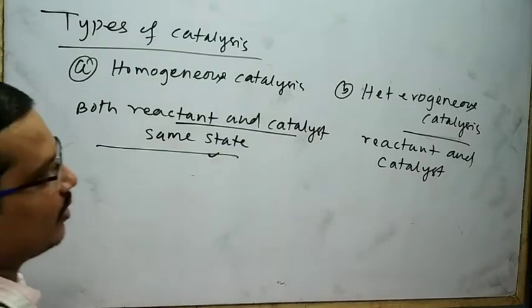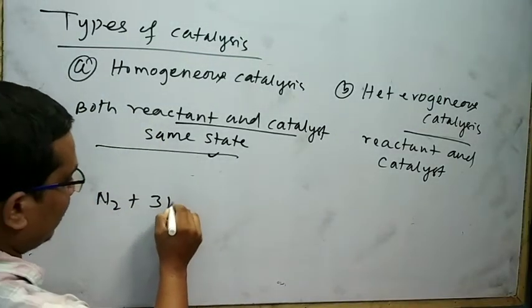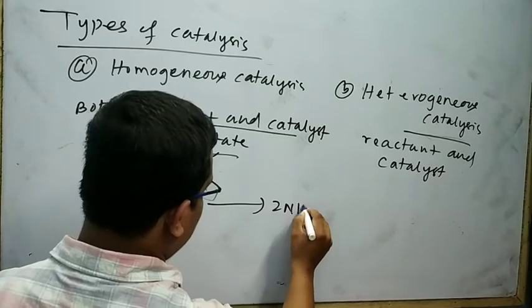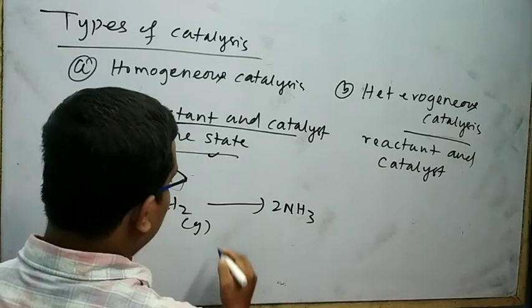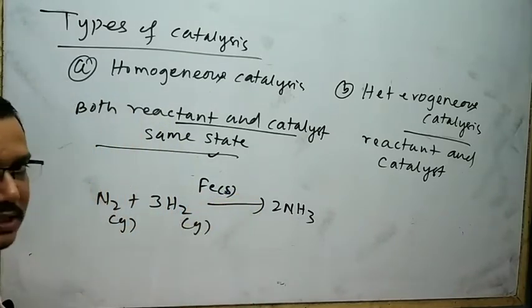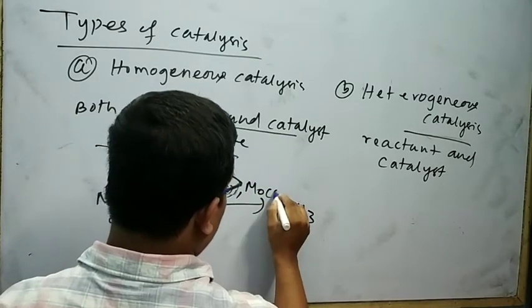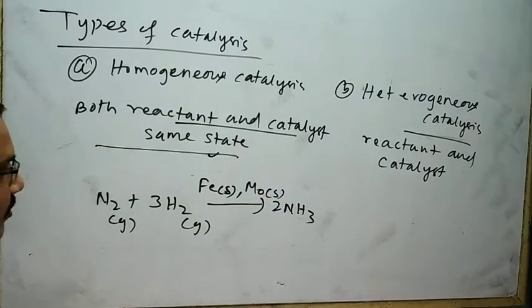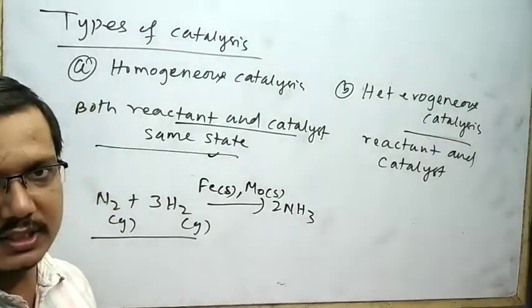Take another example related to the heterogeneous catalysis. N2 plus 3H2 gives 2NH3. N2 belongs to gaseous state, H2 belongs to gaseous state. This is done in the presence of iron catalyst, and here also a promoter is used, that is molybdenum. Look at that. In this case, the state of reactant and catalyst are different. So this reaction belongs to heterogeneous catalysis.